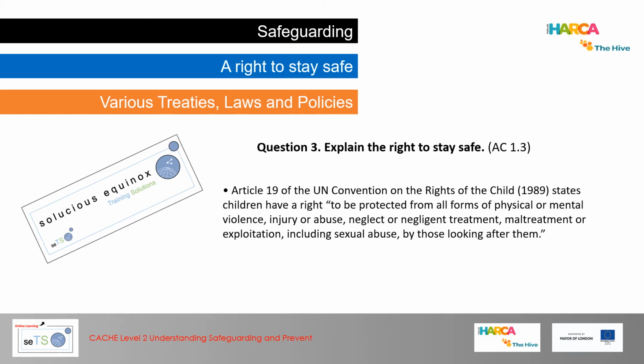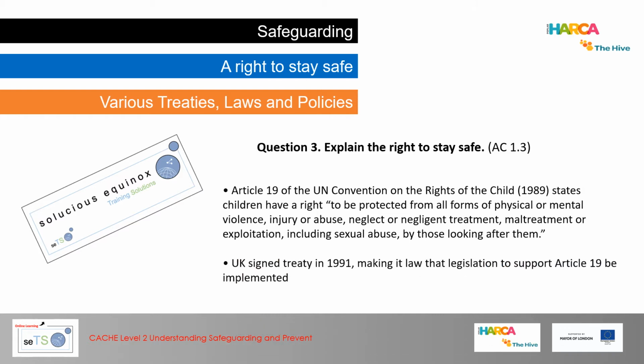Question 3 is asking you to explain the right to stay safe. So you may want to concern yourself with Article 19 of the UN Convention on the Rights of the Child 1989, and it states that children have a right to be protected from all forms of physical or mental violence, injury or abuse, neglect or negligent treatment, maltreatment or exploitation, including sexual abuse by those looking after them. And the UK signed the treaty in 1991, making it law that legislation to support Article 19 be implemented.